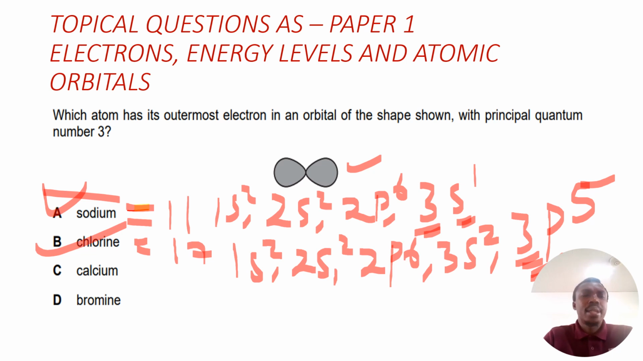If you look at C, if we are to write the electronic configuration of C, the principal quantum number is in the fourth shell, and it's an s orbital. So C is not the answer. Then if you go to D, the electron is not in principal quantum number 3, and even though it's a p subshell, or a p orbital, it is not principal quantum number 3. So the correct answer to this question is B. B is the answer, which is chlorine.